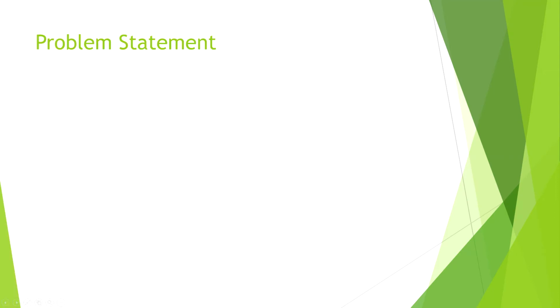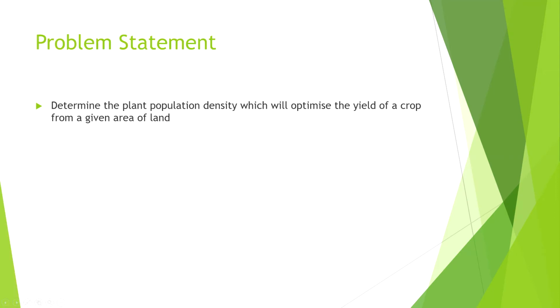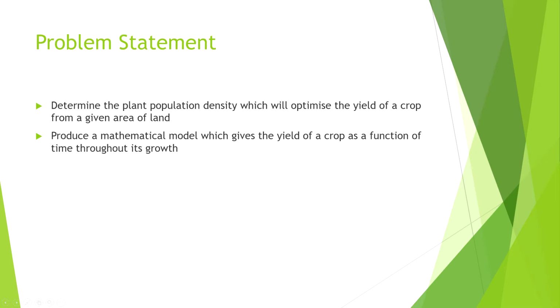Our task is to determine the plant population density which will optimise the yield of a crop from a given area of land. In order to do so, we must produce a mathematical model which gives the yield of a crop as a function of time throughout its growth, then explore the effect on this function of varying the number of crops planted per unit area.